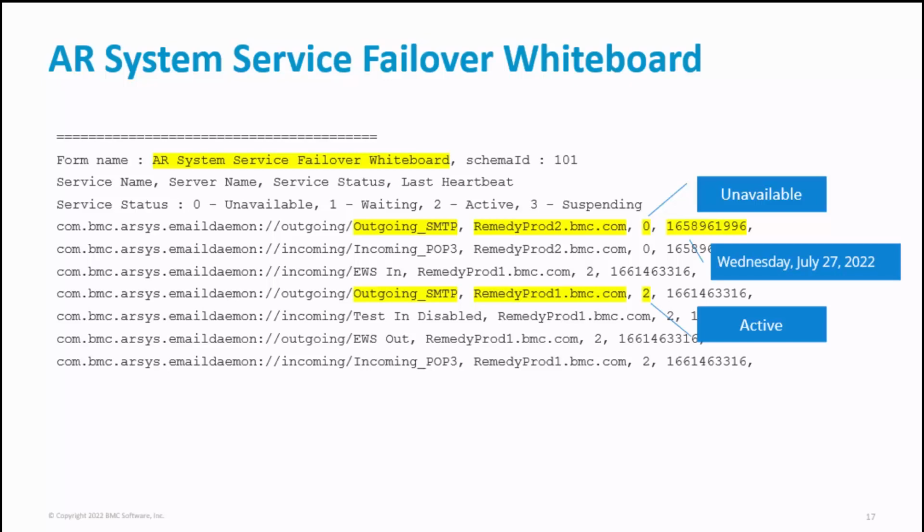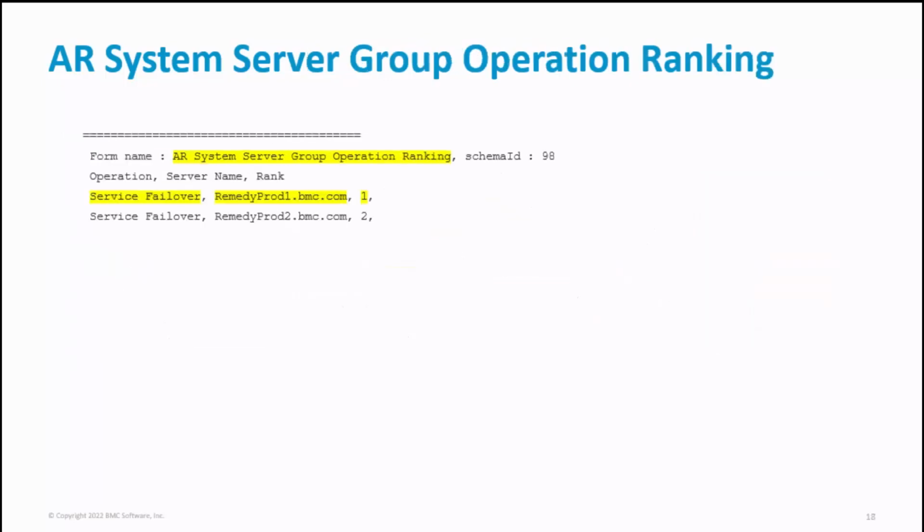Now this may lead me to go off and troubleshoot the email engine that is supposed to be running on remedy prod 2. Again, I'll want to check each mailbox so that I know if it's running and if it's running on the expected server. And if it's not, then I can lay out a plan to troubleshoot. The service failover operation must be ranked in the AR system server group operation ranking form. If it isn't, none of the email engines will become active. So it's also important to validate the ranking configuration. And this information is also included in the testutil.log file.